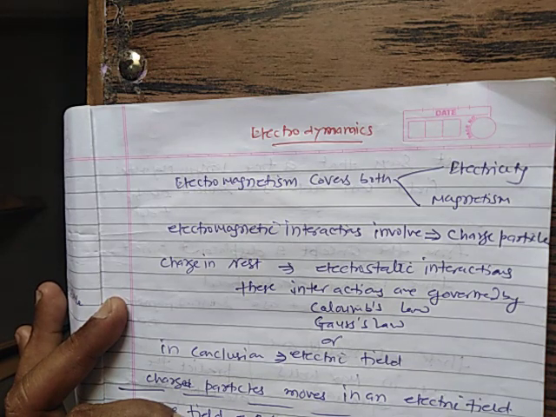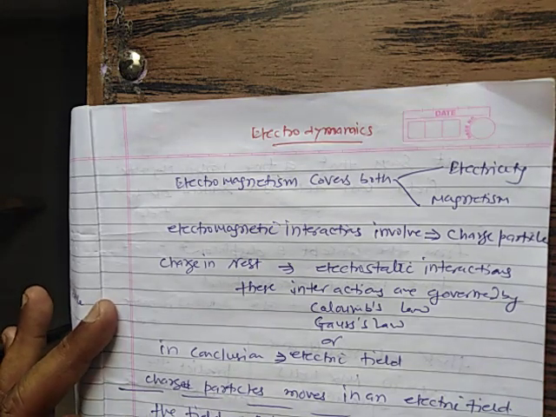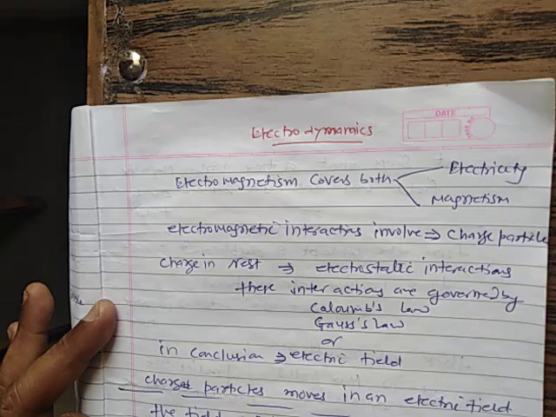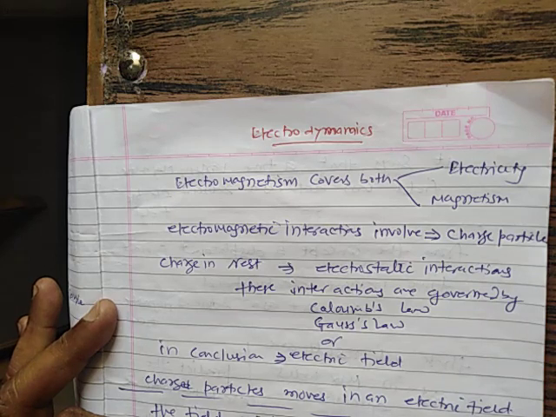If charge is at rest, then electrostatic interactions occur, and these interactions are governed mainly by Coulomb's law and Gauss's law, or in conclusion, the electric field. If a charged particle moves in an electric field, the field exerts a force and that can do work, and work can be expressed in terms of electric potential energy, and this gives electric potential.